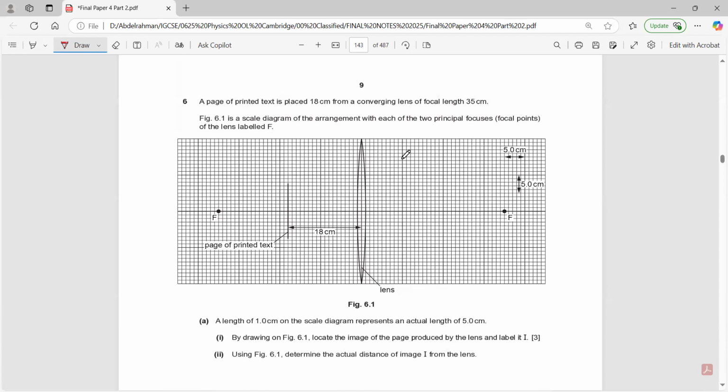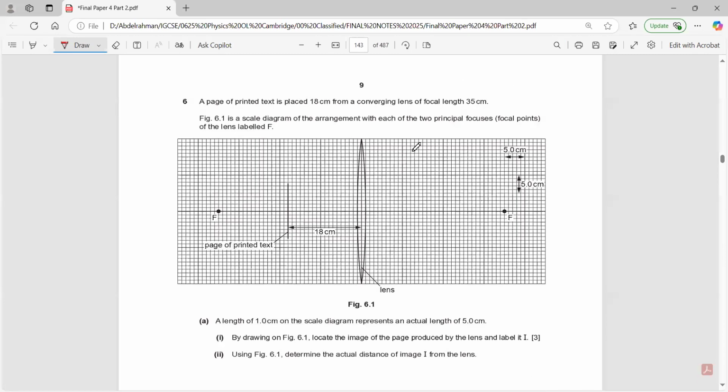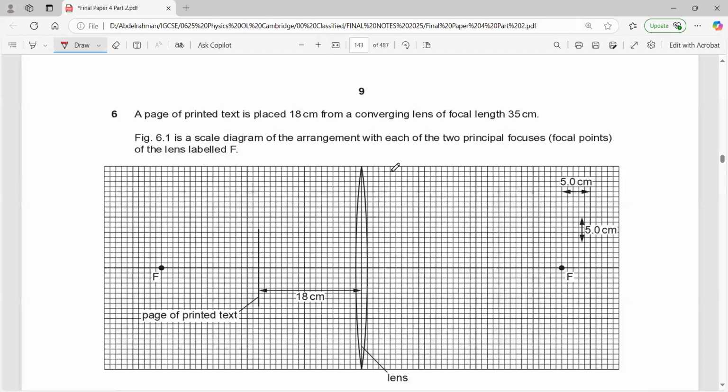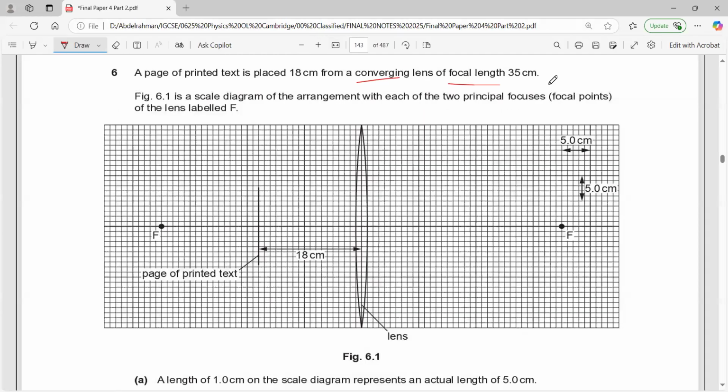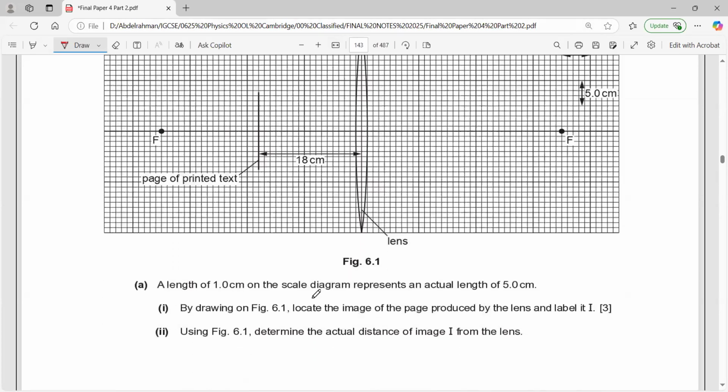A page of printed text is placed 18 centimeters from a converging lens with a focal length of 35 centimeters. Okay, 6.1, this is the diagram. Two focuses, we have both of them. A length of 1 centimeter on the diagram represents an actual length of 5 centimeters.